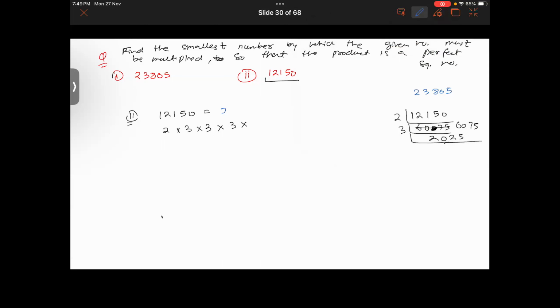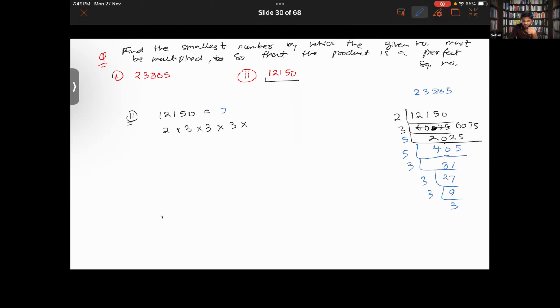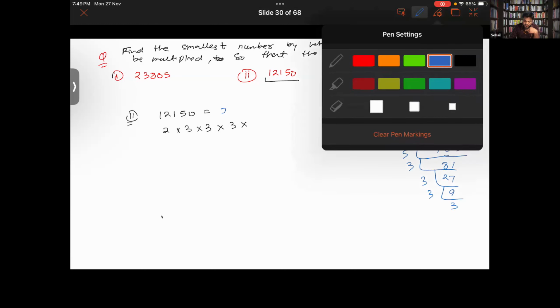Okay now. Now 5 4s are 20. 45. 405. 5 into 81 is 405. 3 into 27 is 81. 3 into 9 is 27. 3 3s are 9. So this is like this.